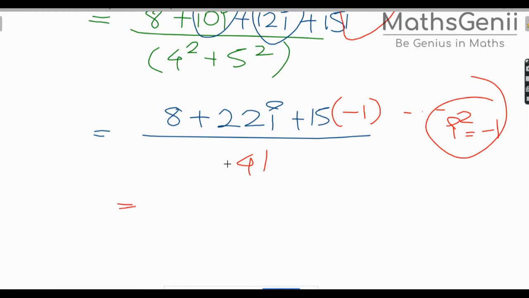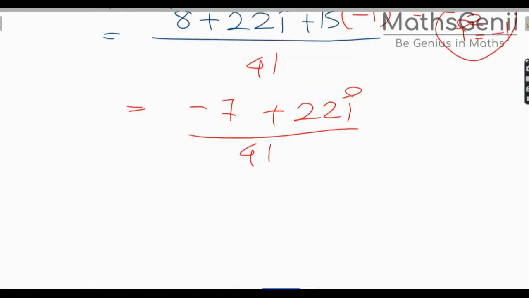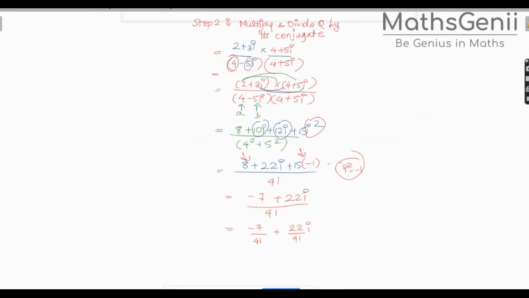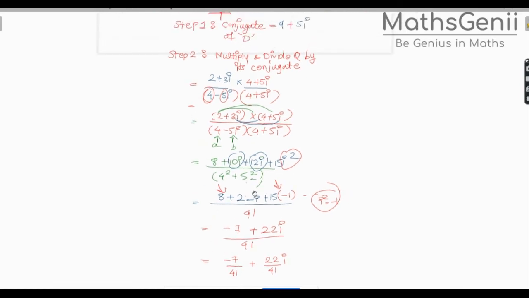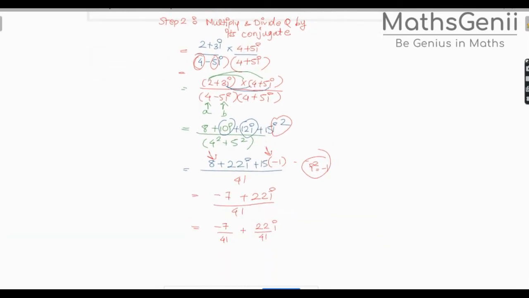Then real number with real number, 8 will get subtracted from 15. 8 minus 15 gives you minus 7 plus 22i as it is upon 41. Let's just separate it out. 41 will go to 7 also and 41 will go to 22 also. Okay, so this was your division. First step is take out conjugate, then multiply and divide by its conjugate.